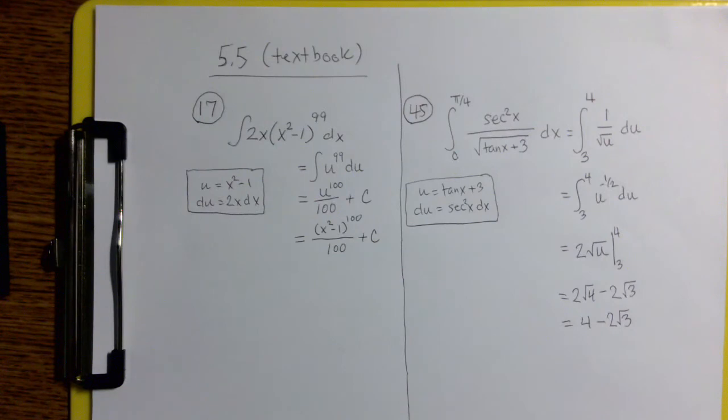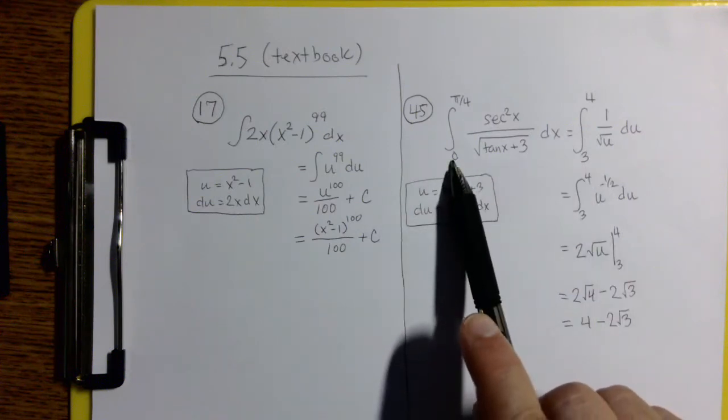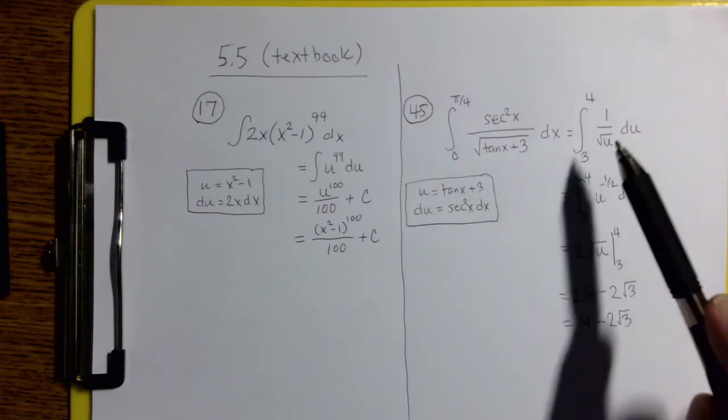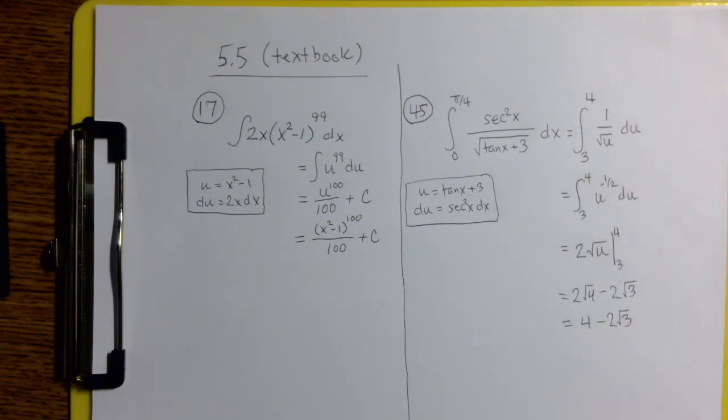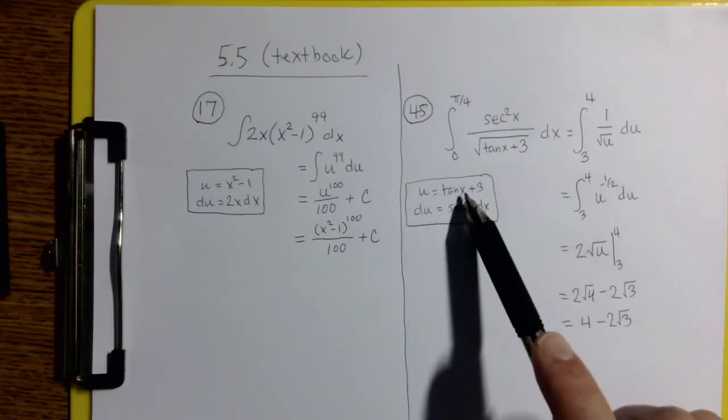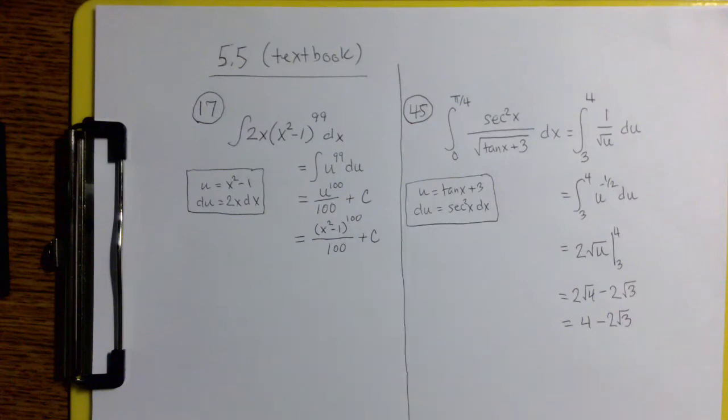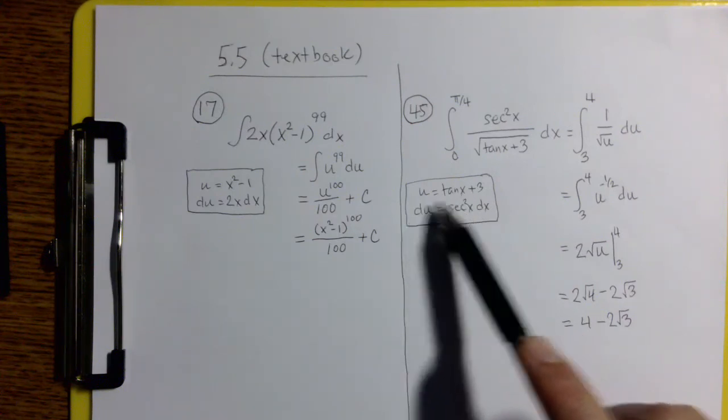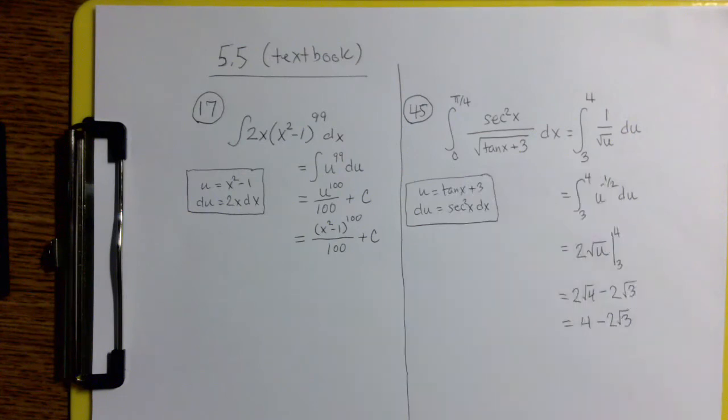Well, let me explain. The original limits of integration are limits for x. This means x equals 0, and this means x equals pi over 4. But our new integral is in terms of u, not x. So our new limits should be in terms of u. So what we have to ask ourselves is, when x is equal to 0, what is u equal to? If I substitute in 0 for x, I get out 3 for u. And if I substitute in pi over 4 for x, I get out 4 for u. So that's why those limits are different.